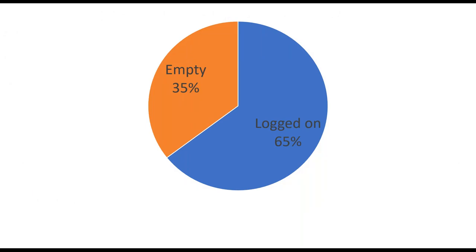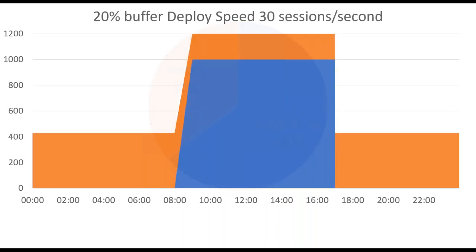So that actually looks like this. This means that 20% buffer effectively ends up with 35% of our servers being empty. So that's a fair amount of money being wasted, right? What happens if we change our login rate, how many sessions we actually need to be available, and we change our numbers?